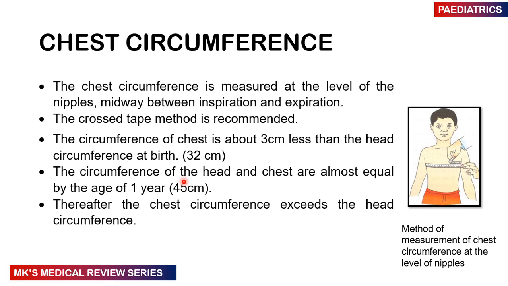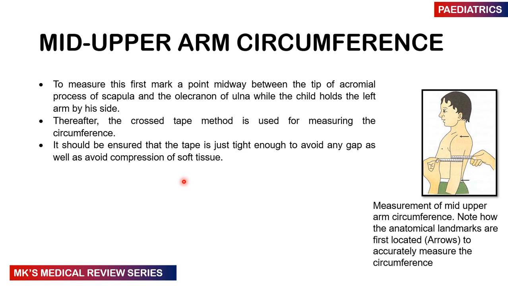Then thereafter, the chest circumference exceeds the head circumference. But of course, we don't routinely measure the chest circumference every time the child comes in to the under 5 clinic. Then we also do measure mid-upper arm circumference. This is very important, especially if you're dealing with a malnourished child. So there are some landmarks that you're going to be using.